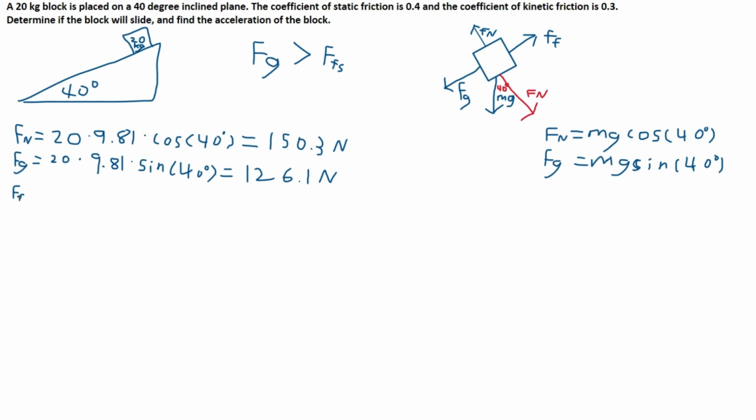The force of friction is equal to the coefficient of friction times the normal force. So the force of static friction equals the coefficient of static friction times the normal force. So in this case, that means it's equal to 0.4 times the normal force, so 150.3 newtons, which is equal to 60.1 newtons.